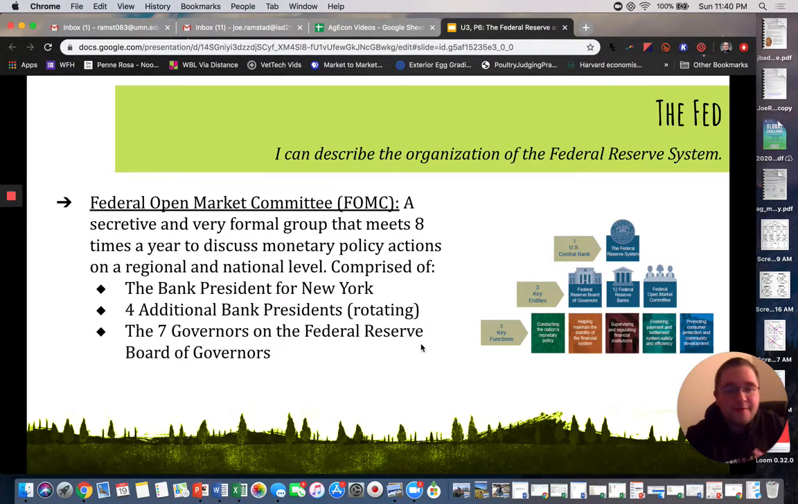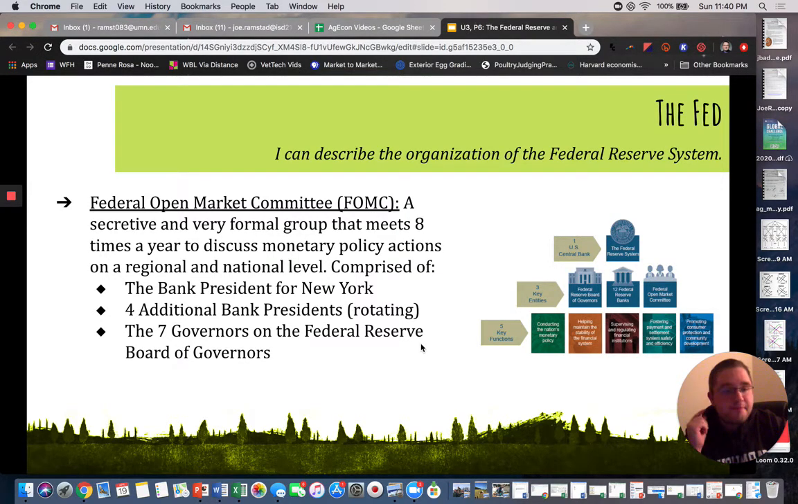Then my personal favorite is the Federal Open Market Committee, or the FOMC, and this is a very secretive, informal group that meets 8 times per year to discuss monetary policy actions on a regional and national level. It's very special to be on this committee. There's kind of some stipulations. It's basically taking the best of both worlds, as you are able to get the governors that I just talked about from that board of governors, and you're able to get regional representation from those 12 banks.